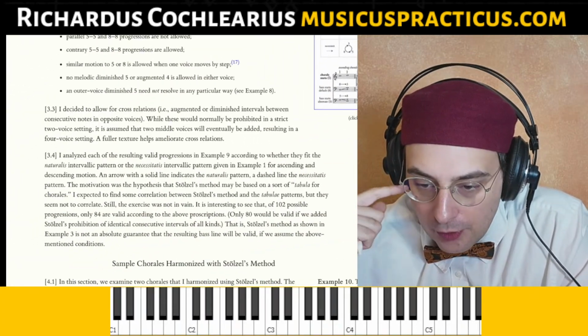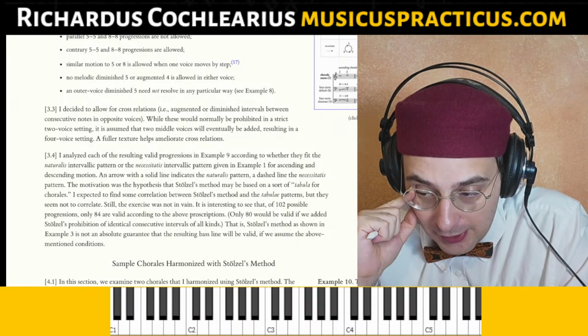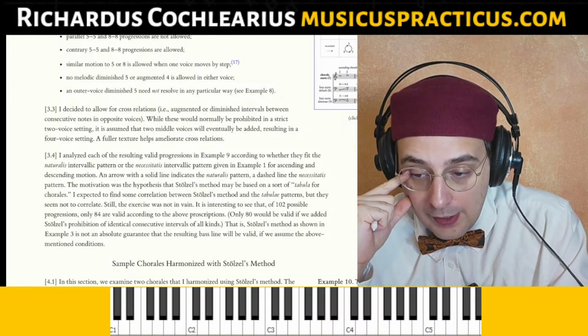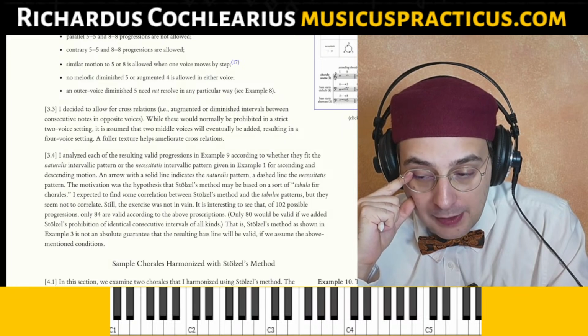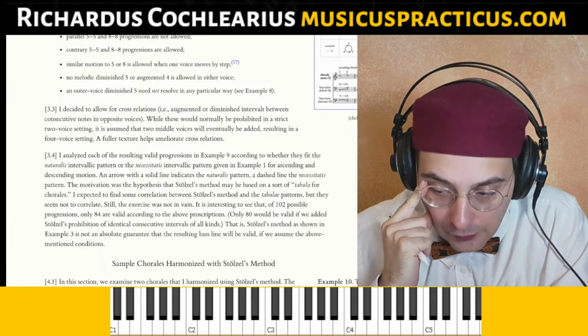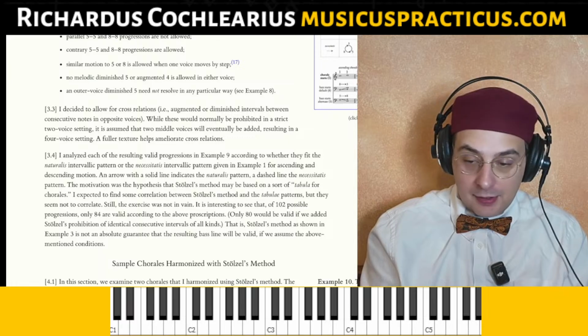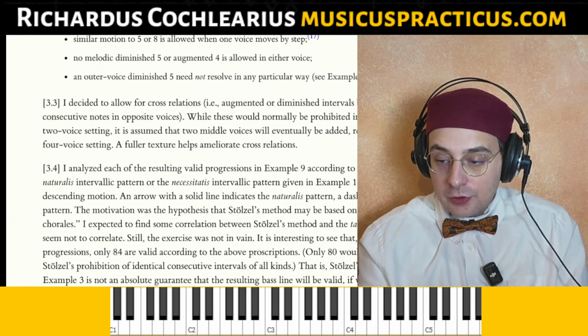I decided to allow for cross relations, augmented or diminished intervals between consecutive notes in opposite voices. While this would normally be prohibited in a strict two-voice setting, it is assumed that two middle voices will eventually be added, resulting in a four-voice setting. A full texture helps ameliorate cross-relation.